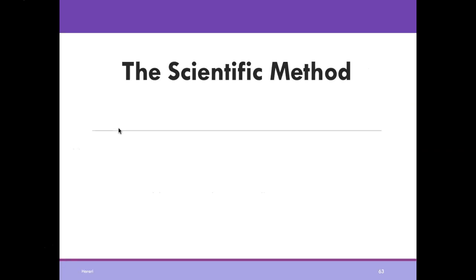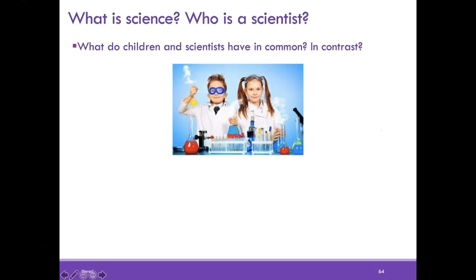So the last portion of this talk will be on the scientific method, which is part of chapter 1 in the textbook technically, but it's the last thing that we're going to talk about today. So take a second to think about what is science and who is a scientist. And the fun question is, what do children and scientists have in common? And what do they have in contrast? Pause here and tell me what you think. On one hand, both kids and scientists are very curious.